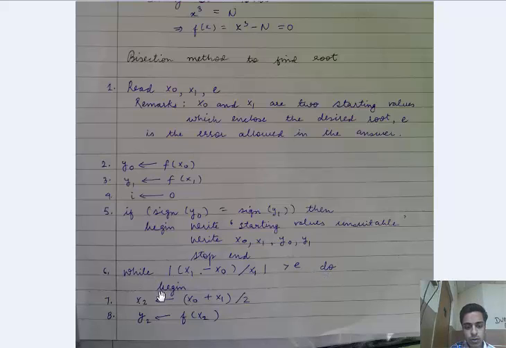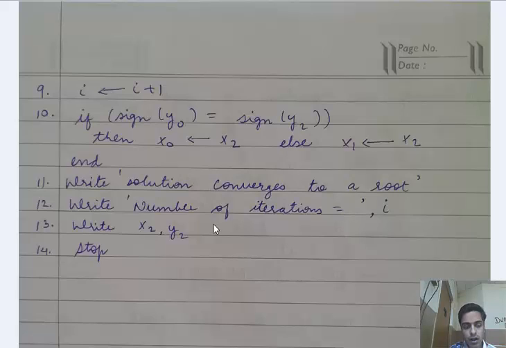And while the mod of x1 minus x0 divided by x1 is greater than e, do begin. Store the value of x0 plus x1 divided by 2 in x2, and the value of f of x2 in y2. Then increment I with 1, that is I plus 1. If sign of y0 is equal to sign of y2, then store the value of x2 into x0, else store the value of x2 in x1. Write solution converges to a root. Write number of iterations, that is I, and write x2 comma y2, and stop. Thank you.